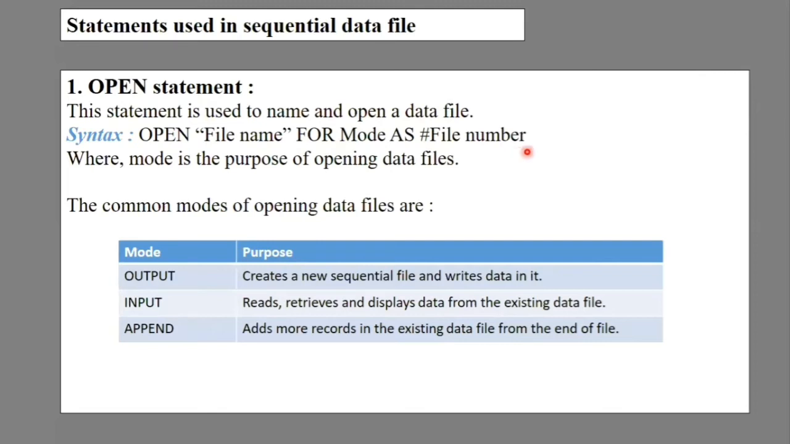So when we are going to create a file, first we need to open it by some name. Say open Jessica for mode. What is mode here? Mode is the purpose of opening the data file. So now I have opened a file named Jessica.